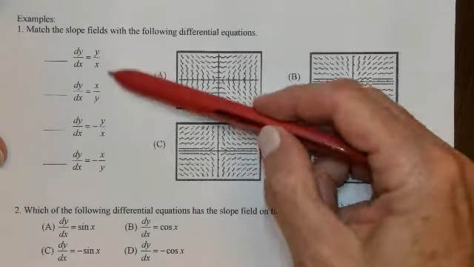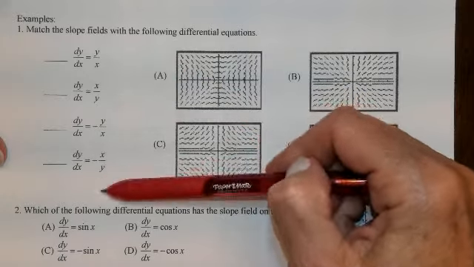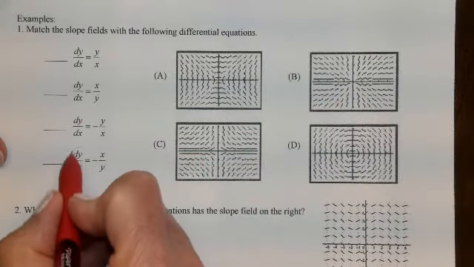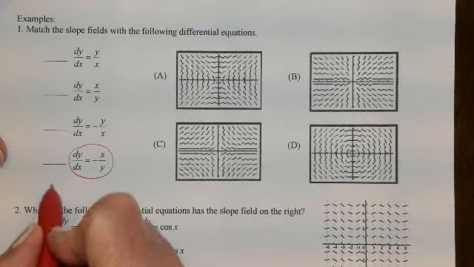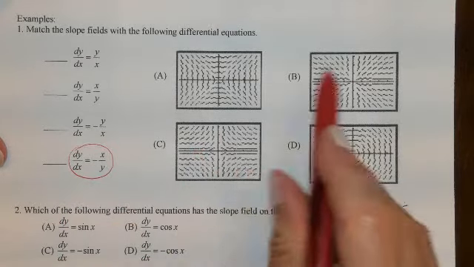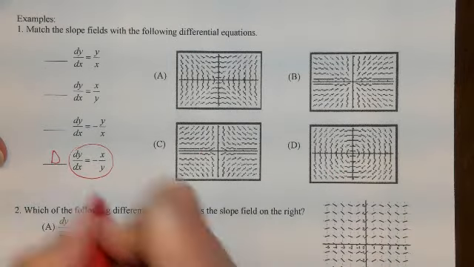Well, the first thing I'm tempted to do is find our circle. Which one is our circle? It's this one here. This is our circle, right? So where is our circle slope field? Which one is our circle slope field? It's D. So that needs to be D.